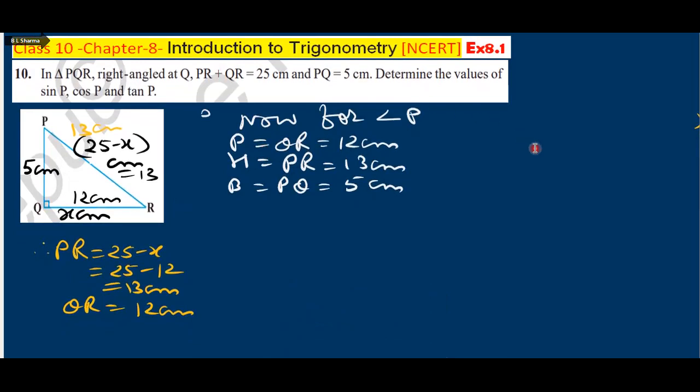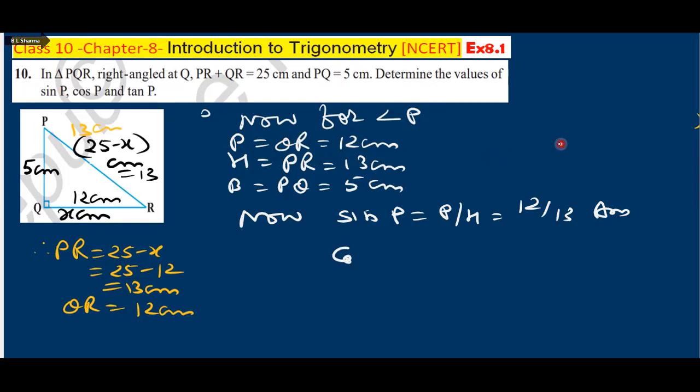Now see here, now sin P. Sine P means perpendicular upon hypotenuse, that is 12 upon 13. Answer. Perpendicular is 12 and hypotenuse is 13. So sine P will be 12 upon 13.